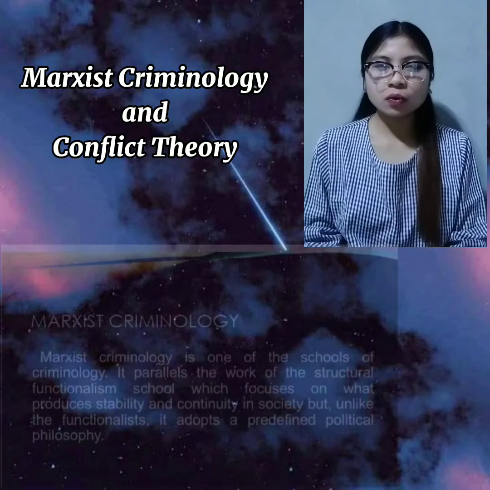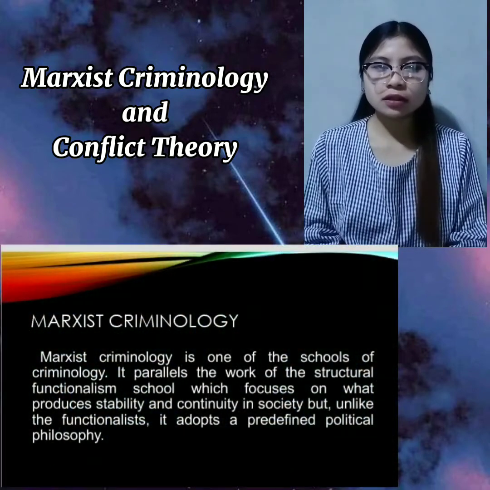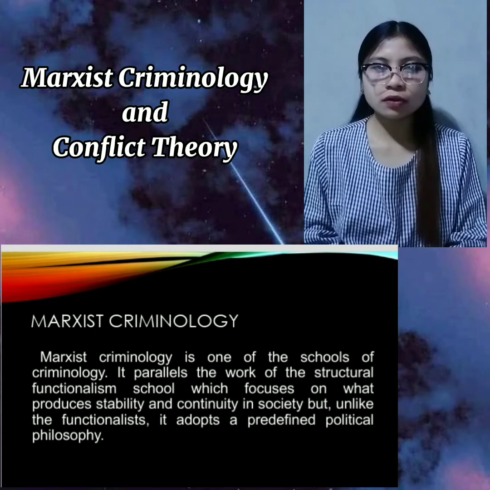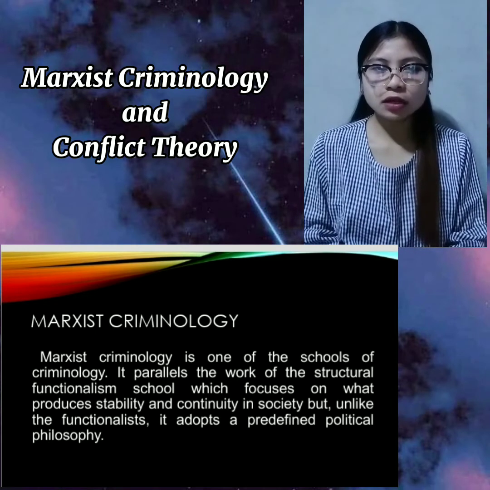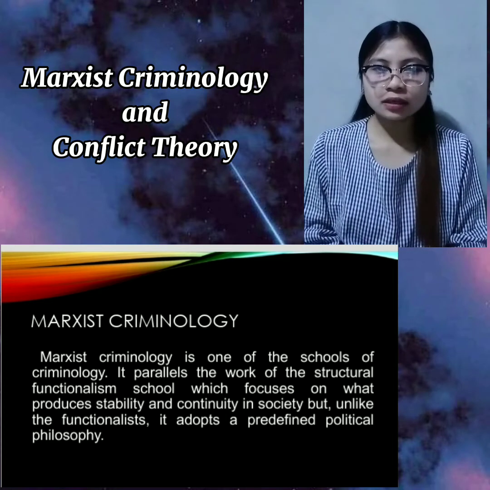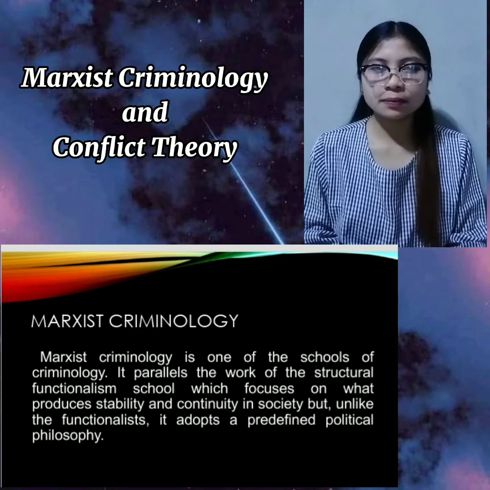Let's start with Marxist criminology. Marxist criminology is one of the schools of criminology. It parallels the work of the structural functionalism school, which focuses on what produces stability and continuity in society, but unlike the functionalists, it adopts a predefined political philosophy.